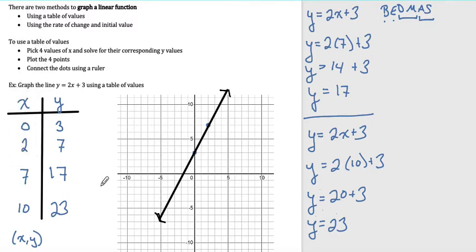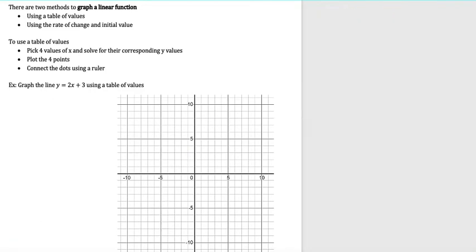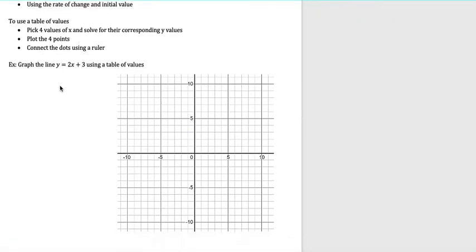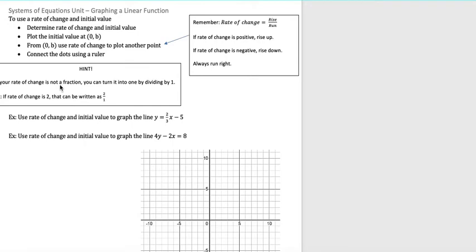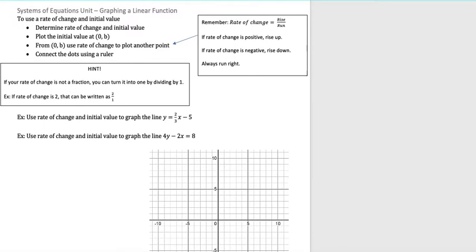So that's using a table of values. We pick some x's, we solve for the y's, we put those points on the graph, and we connect the dots. There's another way of graphing a function as well, and let's take a look at that. The other way is to use rate of change and initial value.